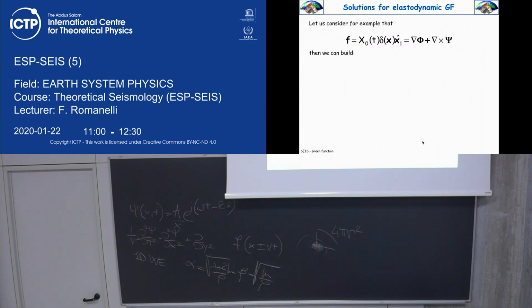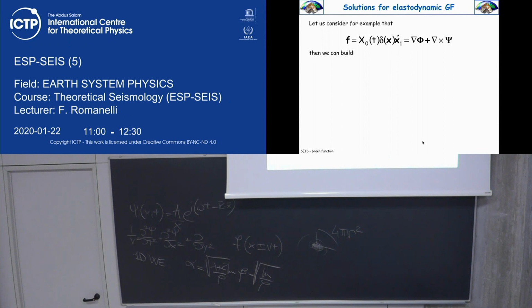Good. Let's take an example, just to show to you how this process can be solved in one case. And the person that was solving this was George Green. Yeah, the same of Green's function, with the help of Stokes, as far as I remember.